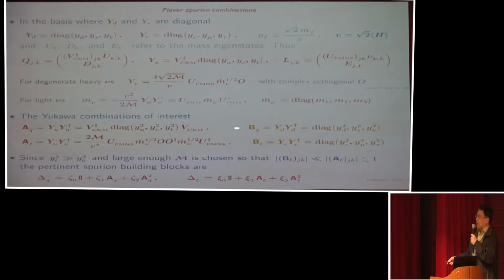So that means this B_Q matrix here is negligible. The elements are negligible compared to the up-type quark Yukawa matrix. Okay, the elements of this matrix.